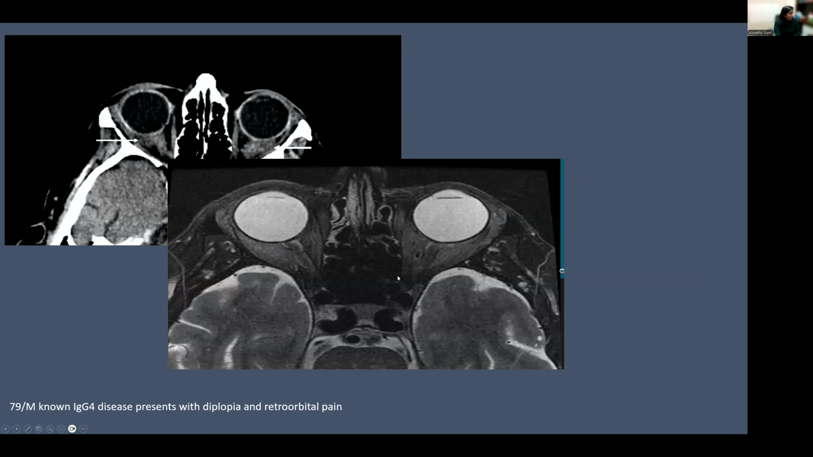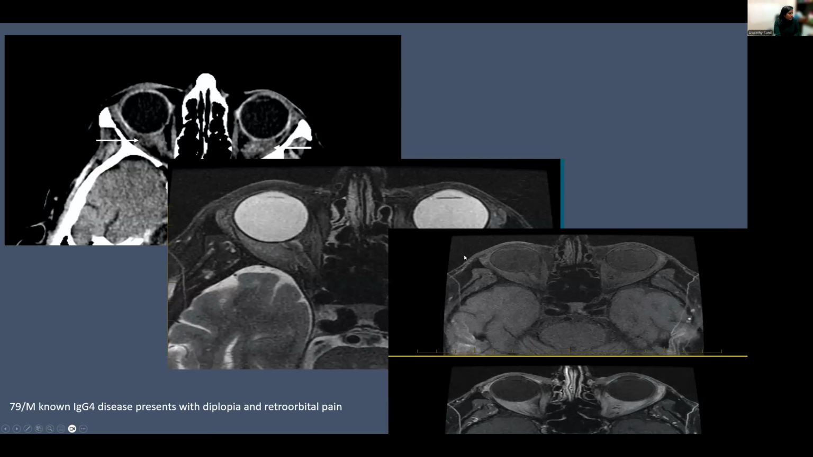So this is a 79-year-old male with known IgG4 disease who presented to us with diplopia and retroorbital pain. And you see this soft tissue thickening in the intraconal compartment of the orbit, which is hypointense on T2 and hypointense on T1, and there is avid post-contrast enhancement.